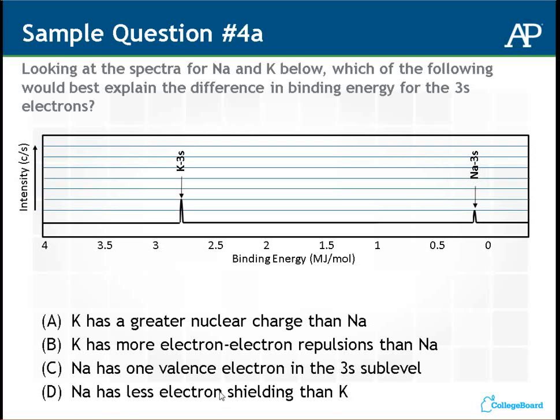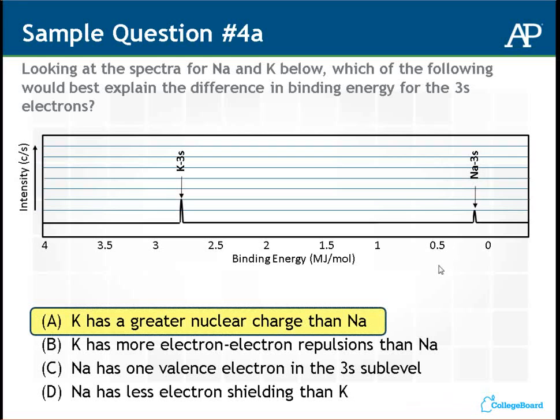D, sodium has less electron shielding than potassium. That would be true, but if it had less shielding, then it would be stronger, but it's not. So the answer is A.